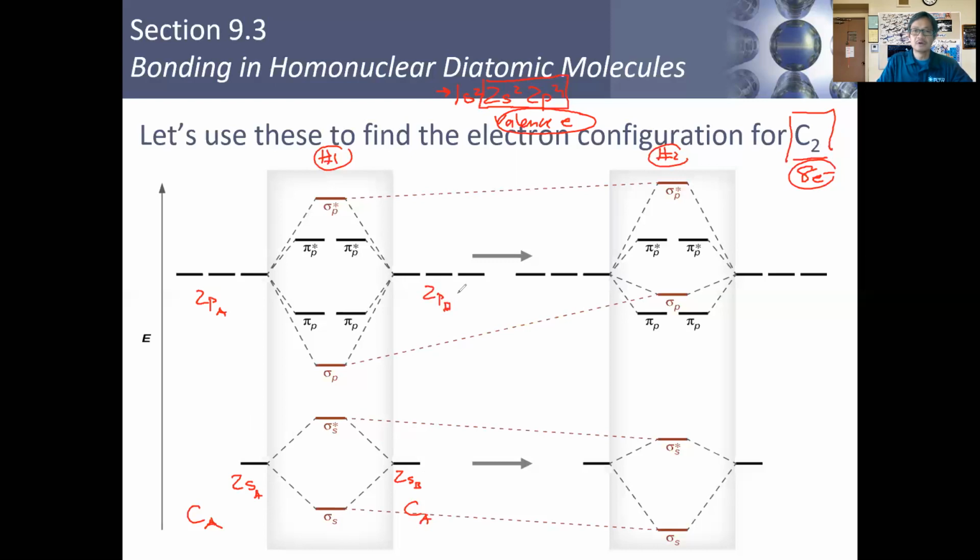What we have here on this energy diagram, we've listed the atomic orbitals and the molecular orbitals. So atomic orbitals are on the side. These dashed lines represent the atomic orbitals, and those in the middle represent the molecular orbitals.